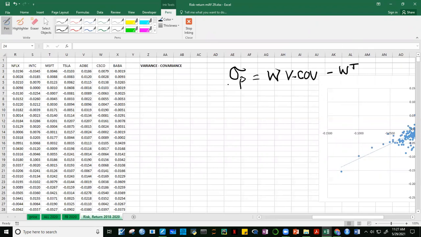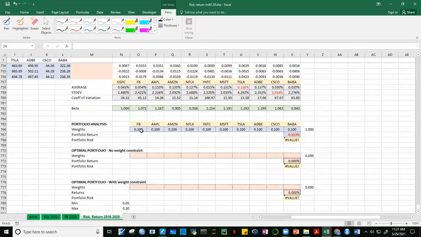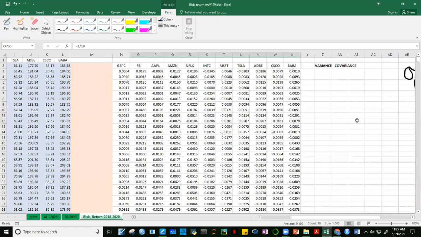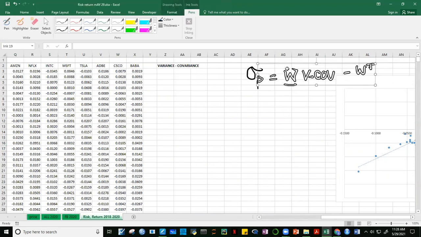Pero let me just illustrate. So meron tayong weight matrix. We already have the weight matrix, which is this one. Ito na yung weights natin, no? Okay, meron na rin tayong weight transpose. Weight transpose, yung binaliktad lang yung weight, no? Ito na lang kunin natin yung variance covariance. So let me show you how to compute for this.